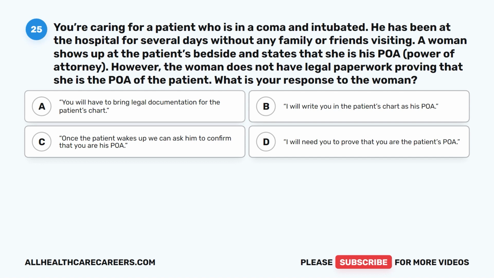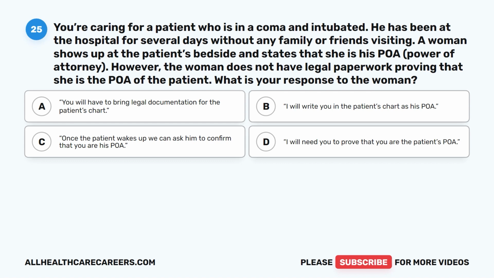Question 25. You're caring for a patient who is in a coma and intubated. He has been at the hospital for several days without any family or friends visiting. A woman shows up at the patient's bedside and states that she is his POA, power of attorney. However, the woman does not have legal paperwork proving that she is the POA of the patient. What is your response to the woman?